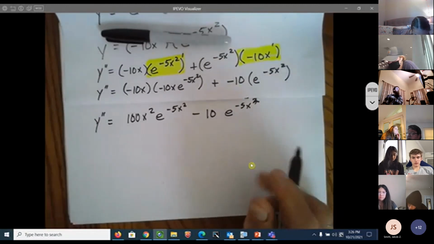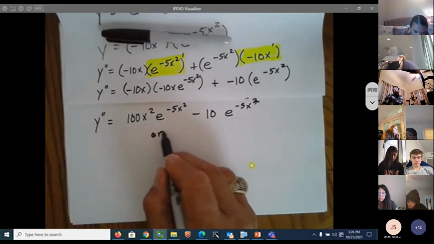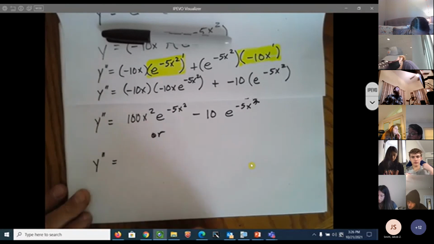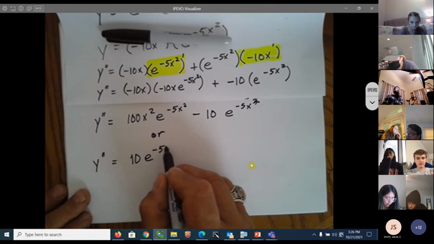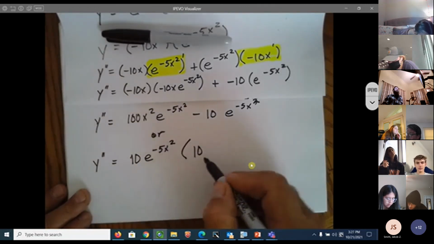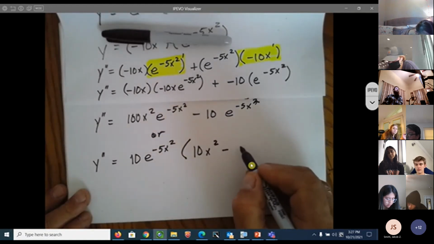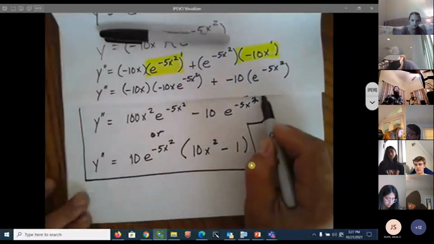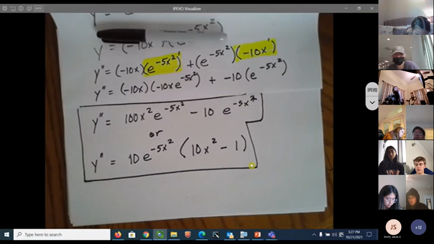Now you could factor out something, and I'm going to put an "or" right here because I don't know if they want you to do that or not. You could factor out a 10e to the negative 5x squared, and that will leave you with 10x squared minus 1. Y'all check my algebra, please. Give me a thumbs up if you agree with me.